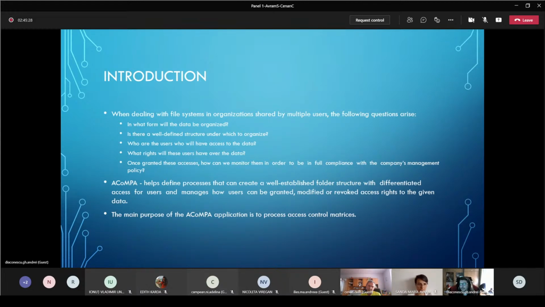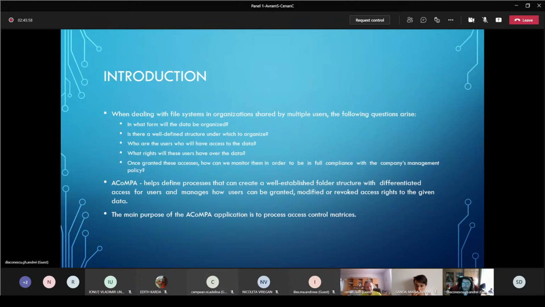And in this situation, the following questions arise: in what form will data be organized? Is there a well-defined structure under which they are organized? What type of access will users have? And for the management part, is it possible for management to know exactly what type of permission users have?